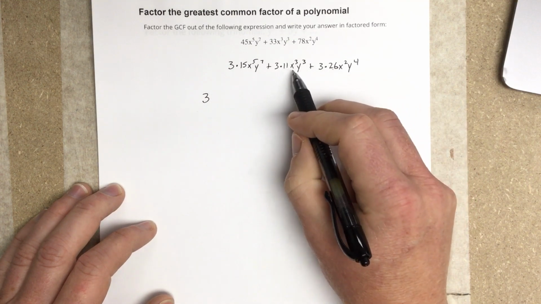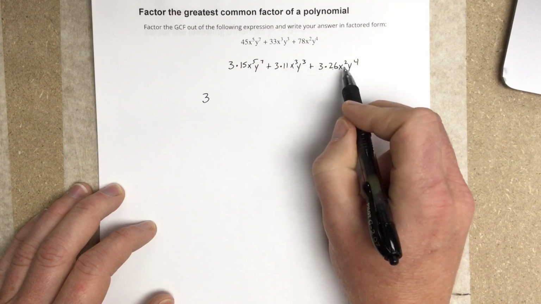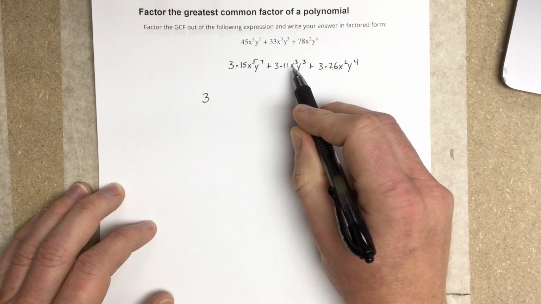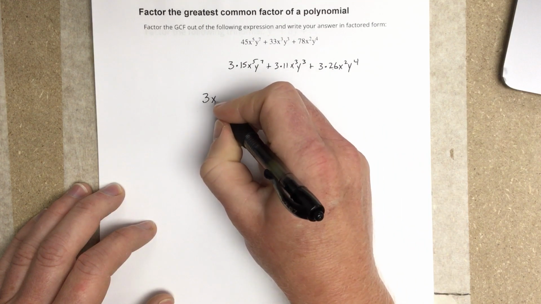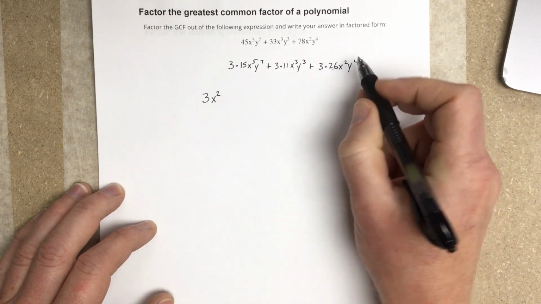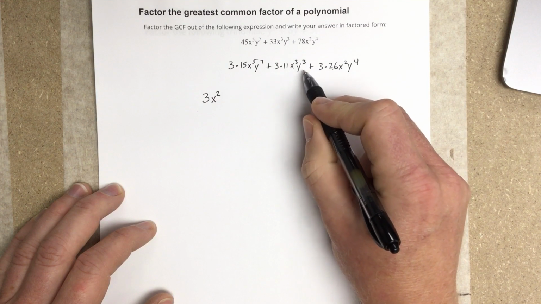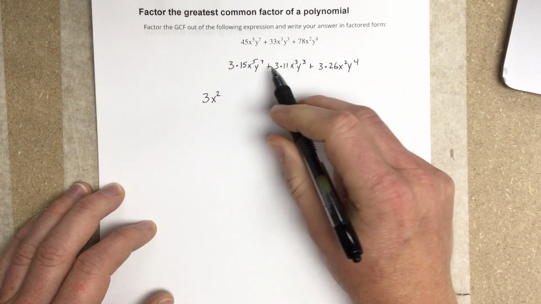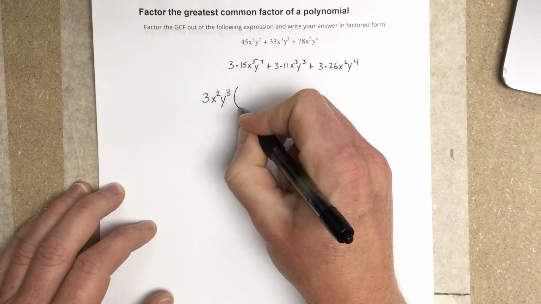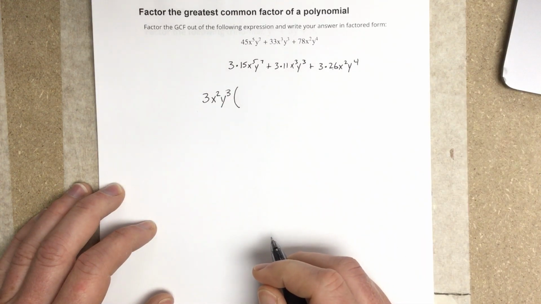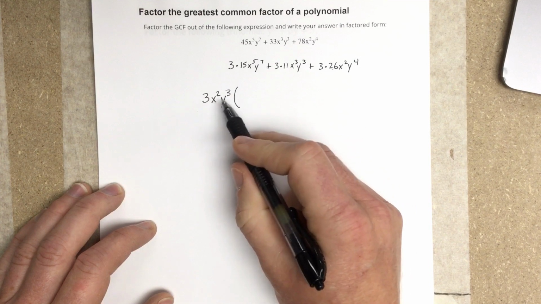And then they have x to the 2nd in common, because that's the smallest set of x values, right? This has x to the 2nd in it, this also has x to the 2nd, so I can write 3x to the 2nd. And then y to the 3rd is the smallest, and so we can take y to the 3rd out of each of those. And then we need to write what would be left when we divide that out, because we're dividing it out and writing it out front as a multiplication.